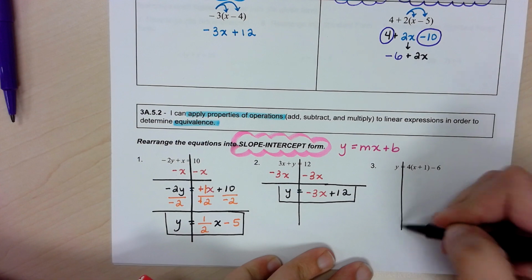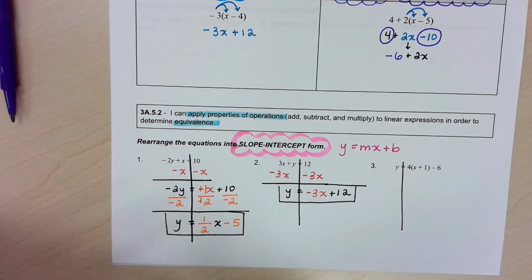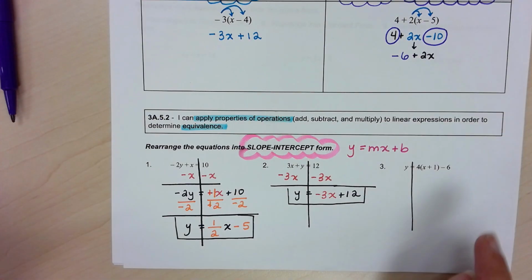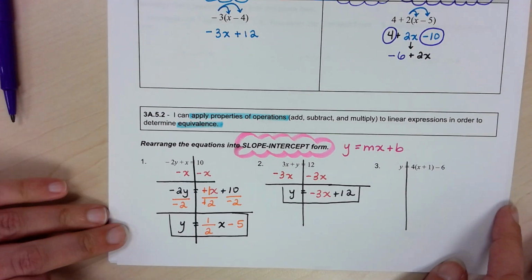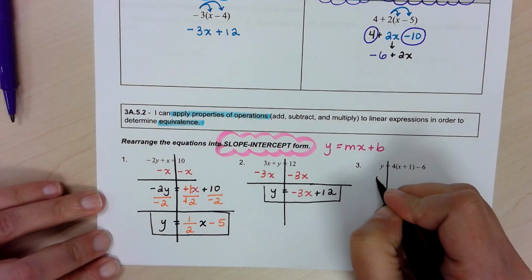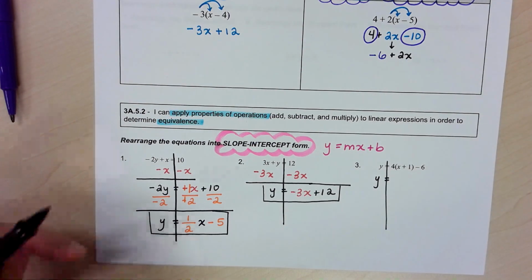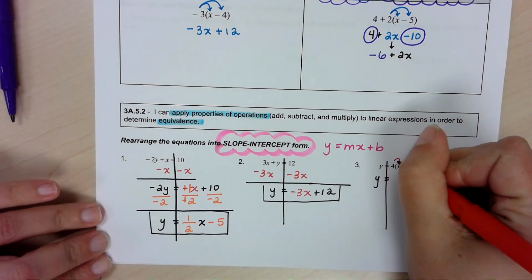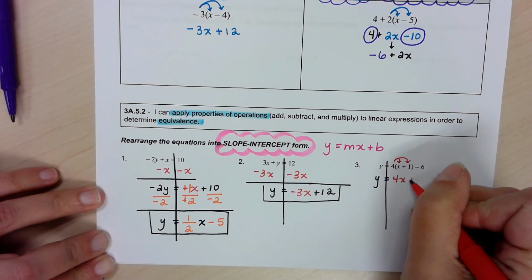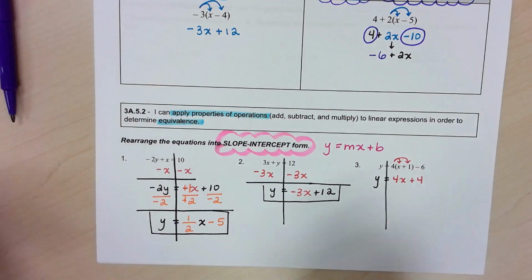Last but not least, for problem number 3, I've already got my y by itself, but the problem with this equation is that there's a parentheses, and slope-intercept form should not have a parentheses. So on the left side, I'm just going to drop down the y, and on the right side, I'm going to start by distributing. So I would have 4x plus 4, and then I would drop down the -6.